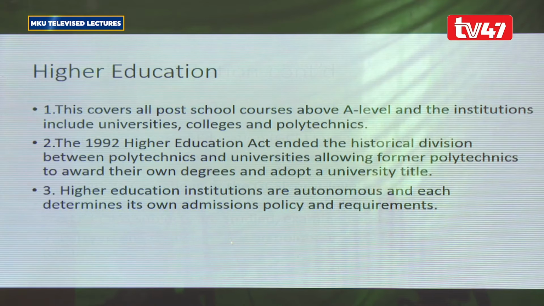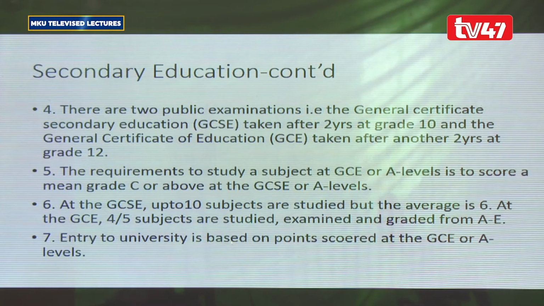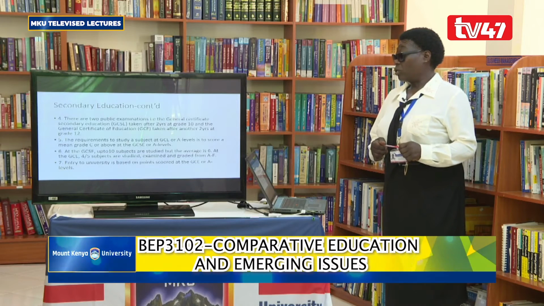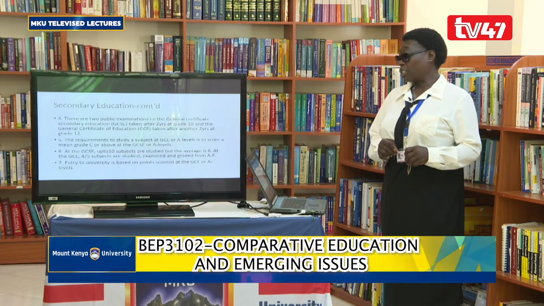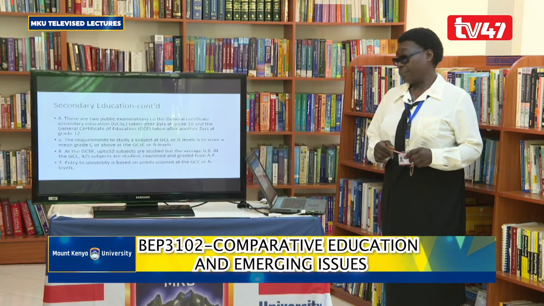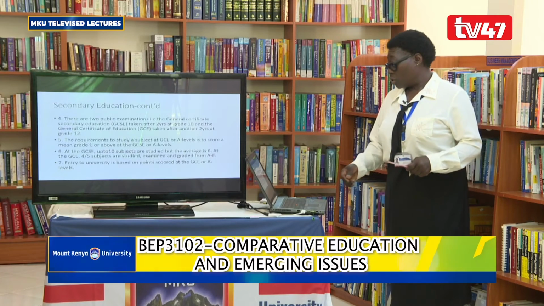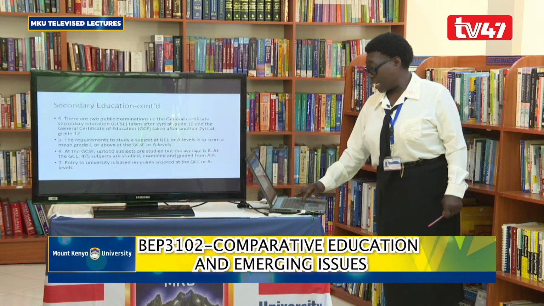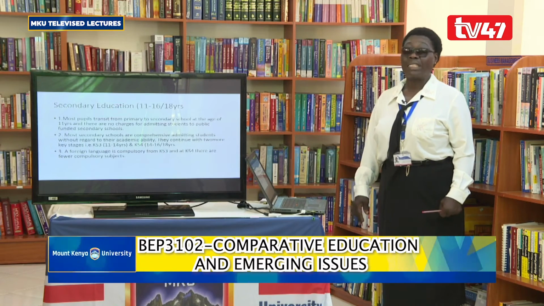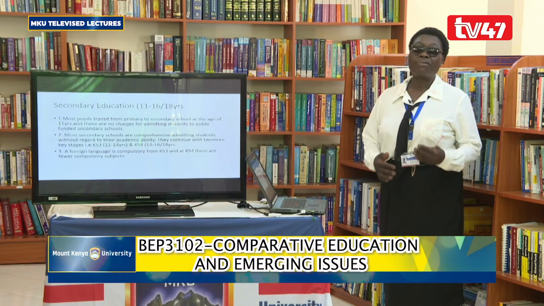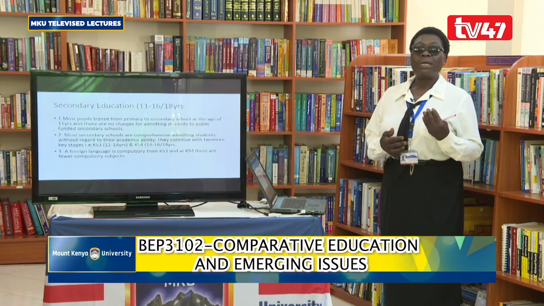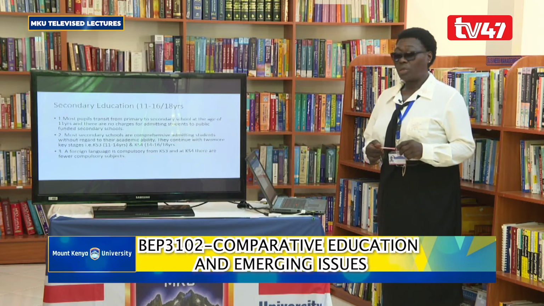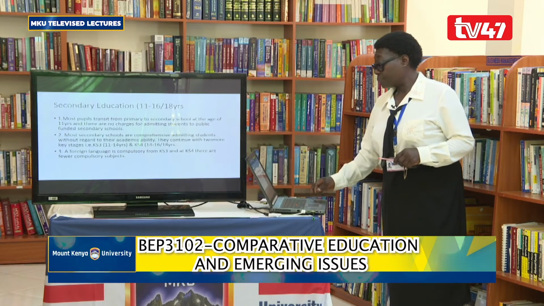Then still under secondary education, entry to university is based on the points scored at GCE or advanced level. If somebody studies in Uganda, they are going to call that one Form 5 and 6. So whatever you score at Form 5 and 6, that is what will determine what course you'll take at university.